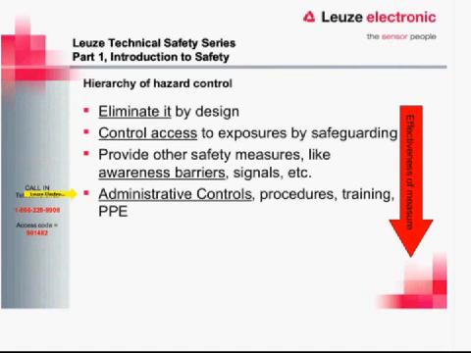The next would be administrative controls, which would be training, procedures, and personal protective equipment. As you can see by the little arrow we have showing here, we go in order of how effective they actually are. So eliminating it completely obviously is the best way. PPE and procedures and training are the least effective.